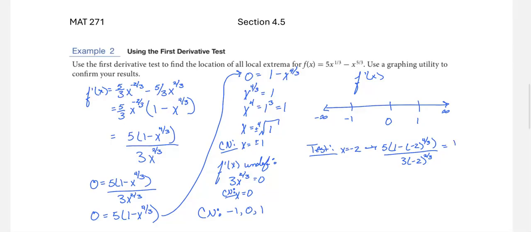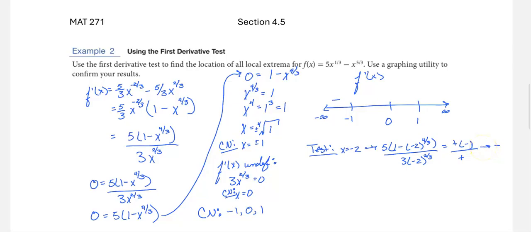So we know 5 is positive. I need to know what's happening here. So -2 to the 4th is 16, and the cube root of 16 is going to be bigger than 1. So 1 minus something bigger is going to make that a negative. And then if I square that -2 and then take the cube root, this is going to end up being positive. If you're not sure, you could always use your calculator to type these values in. So this guy's going to be a negative.